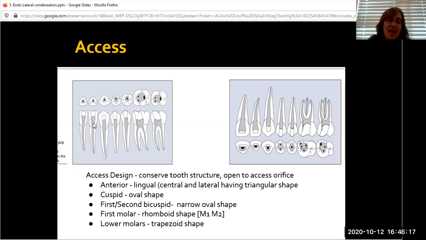for the access. Then we go down to the lower molars, the lower anteriors. I'm getting ahead of myself. And all of these, as you can see, have one canal and more of an ovoid opening. The first and second lower molars have a trapezoid opening access, and normally the distal canal is much larger and easier to find than the mesial.